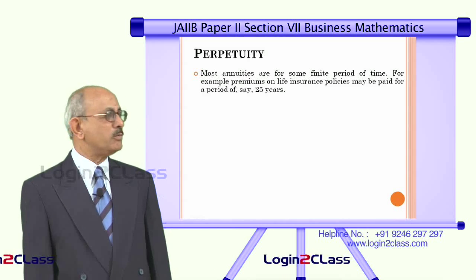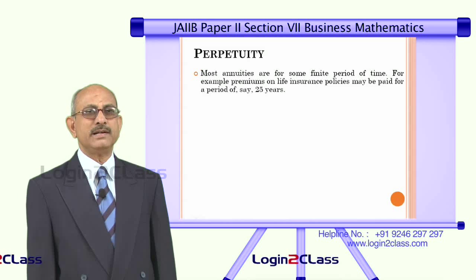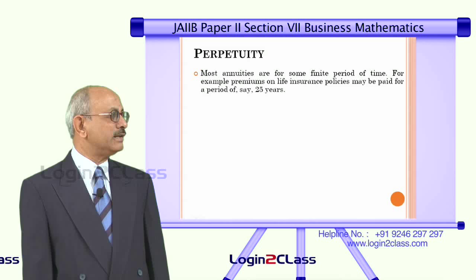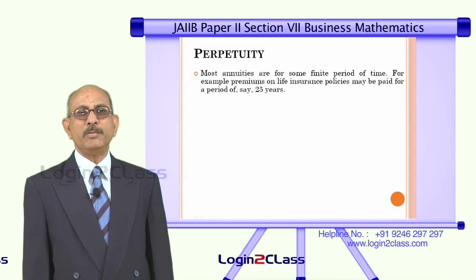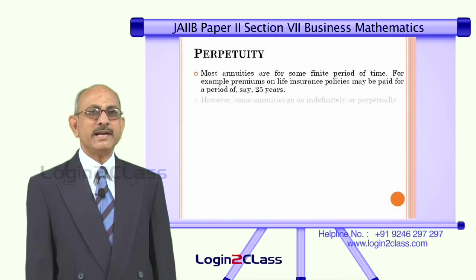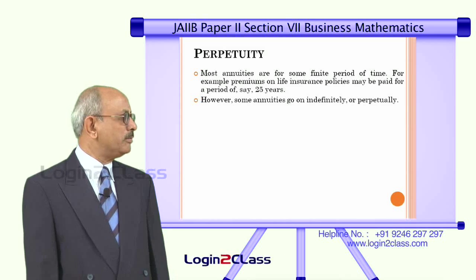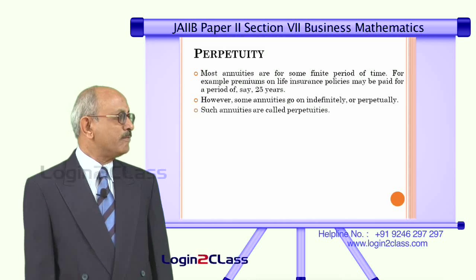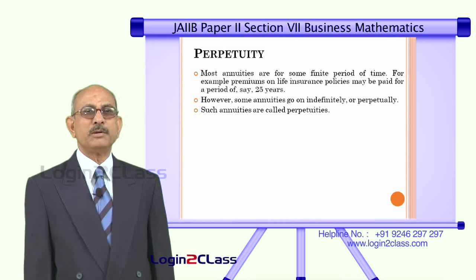For example, if you have opened a recurring deposit account, you would be paying, let us say, installments for 60 months. Similarly, if you have taken an insurance policy, you would be paying premium, let us say, for 25 years or 30 years. So that is a finite period during which you will be making payment or receiving payment. Whereas in the case of perpetuity, it will continue indefinitely or perpetually.